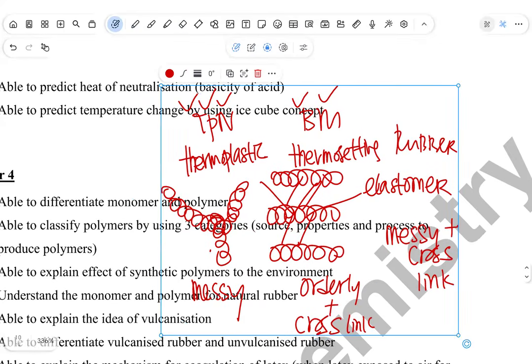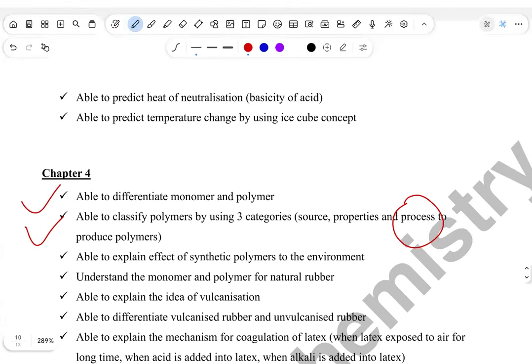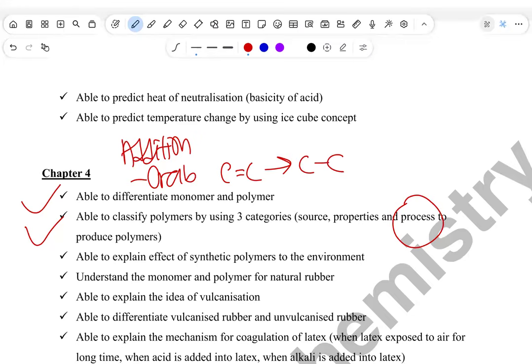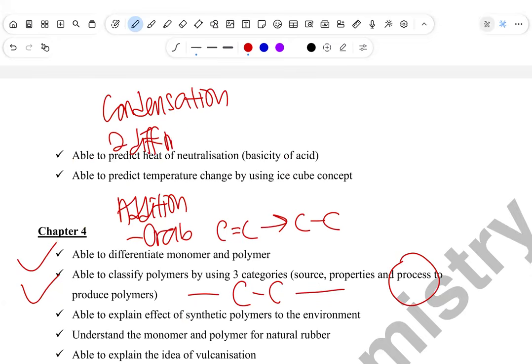Okay, so what are the processes to make your polymer? There are 2 processes, addition and condensation. So what is addition? Addition, you must have crab shape, double bond change to single bond, open the arm, isn't it? That is addition polymerization. So another one is called condensation. So condensation, you have 2 different monomer.